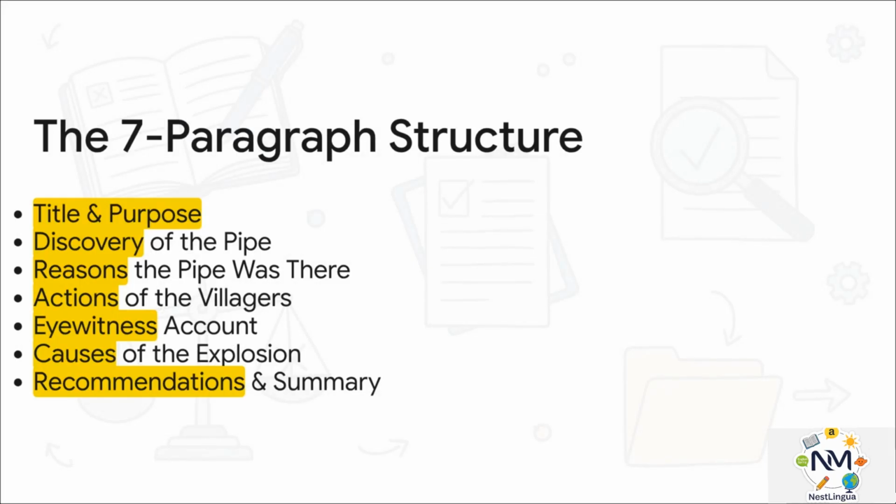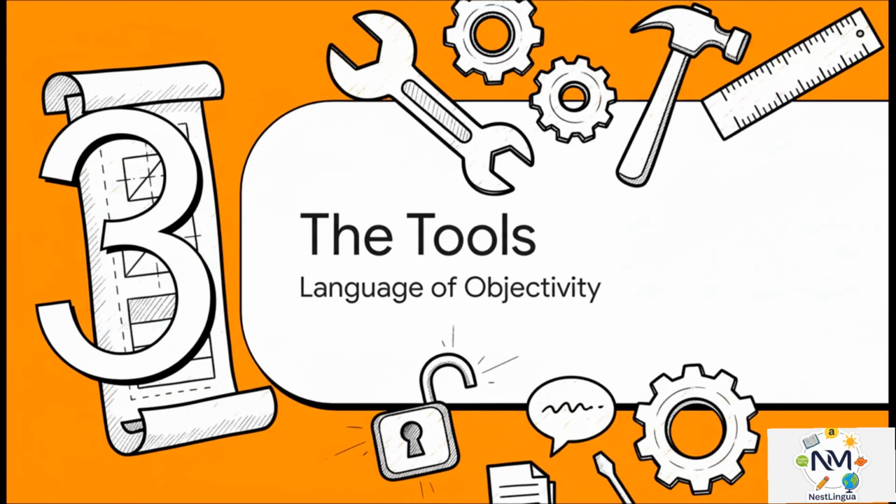And for this Plantation task, here is the exact 7-paragraph structure that will set you up for success. It's like a secret formula. Each paragraph has a very specific job to do, from introducing the purpose to detailing the discovery, explaining the cause, and then ending with clear recommendations. If you follow this plan, your report is going to have a perfect, logical flow. All right, we've got our blueprint in hand, so it's time to gather our tools.